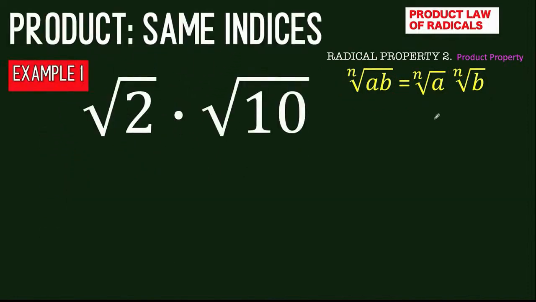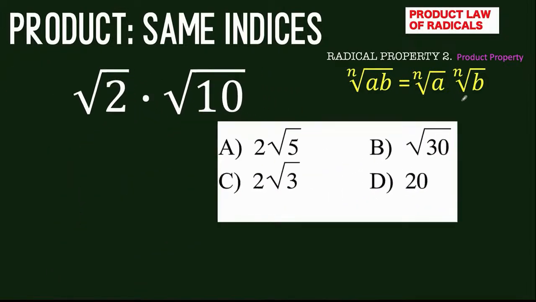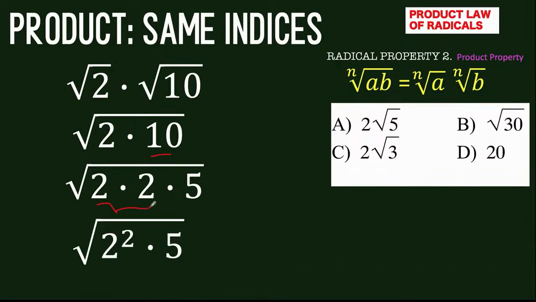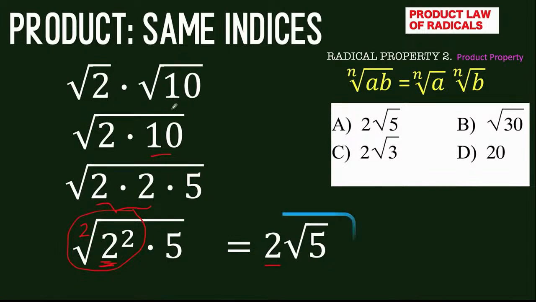Let's say we are asked to multiply square root of 2 times square root of 10. The index of square root of 2 is 2. The index of square root of 10 is also 2. Therefore, we can apply the converse of this product law of radicals, and we can now write this as square root of 2 times 10. Now this 10 can be written as 2 times 5, and this 2 squared can now be written as 2 outside the radicals, and we have square root of 5. That is because this part here is a perfect nth factor, which is equivalent to the base 2, and we just copy the square root of 5 still under the radical. So for number 1, 2 square root of 5 is the product of square root of 2 times square root of 10.